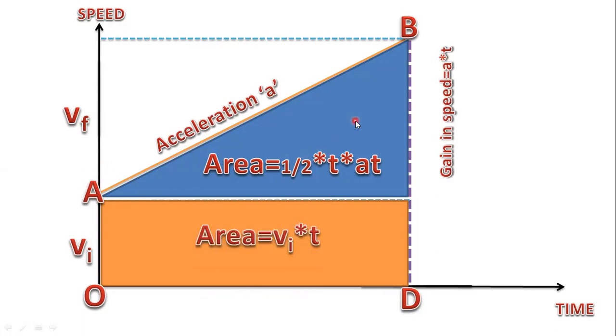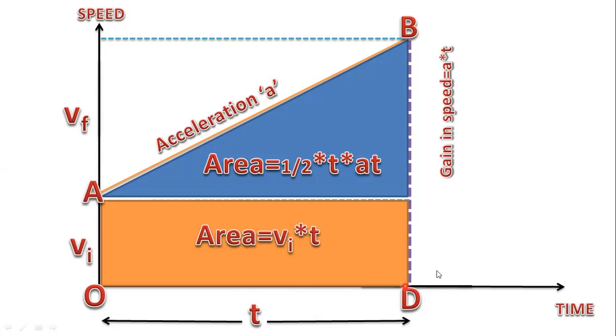Now next we can say this is the area, rectangular area, which is very simple. Vi is the width of this rectangle. So this is the initial speed, initial velocity, and the timeline is the length of this from O to D. So this is the time through which all these changes are taking place. Now here we can say that this is the time length, that is O to D, which is t seconds.